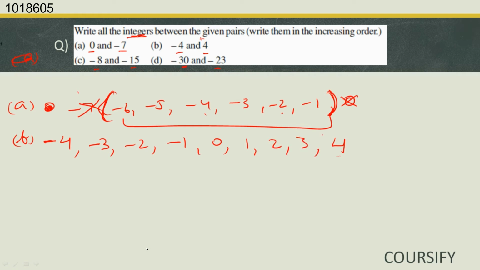So again, all the numbers that come between -4 and 4 are these. In your exam, you will not write these two numbers. You will write just these 7 numbers: -3, -2, -1, 0, 1, 2, and 3.